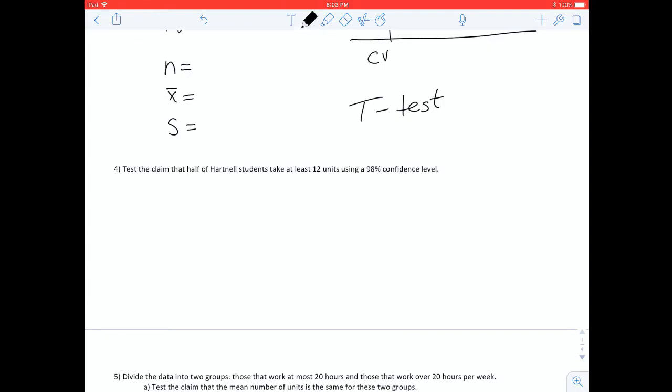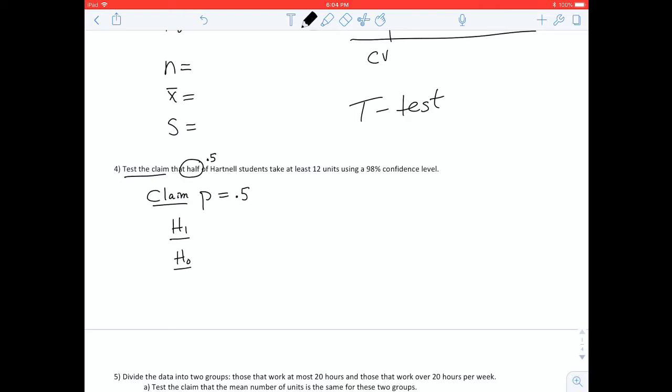All right, moving on to number 4. So this one is also chapter 8, test the claim. And then the claim is this number right here. So half means 0.5. So the claim is actually about a proportion, that p is equal to 0.5. And then you'd write down h1 and h sub o.